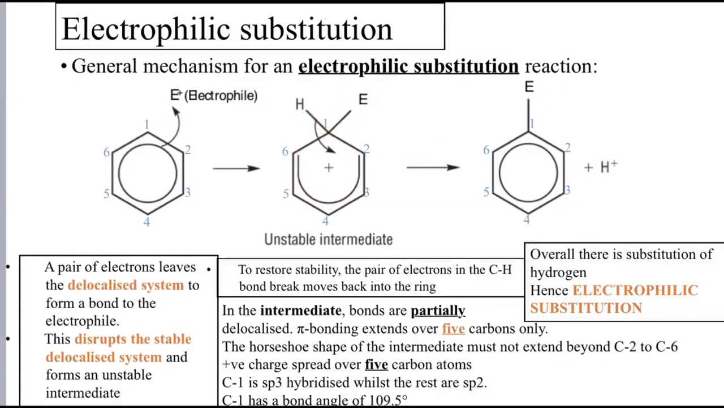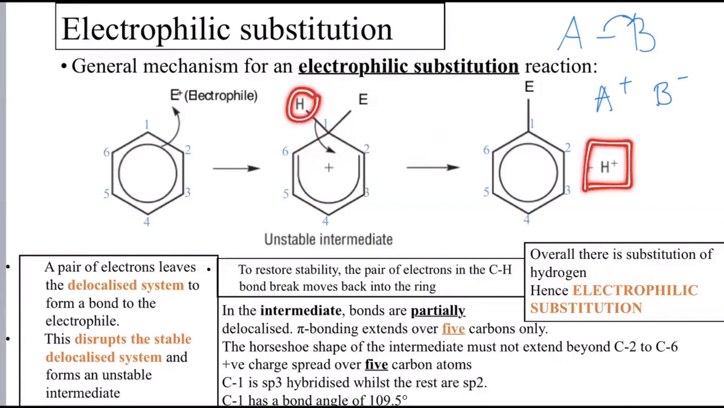And if you remember from heterolytic fission, when the bond breaks and the electrons go to B, in this case B becomes negative and A becomes positive. So for the carbon-hydrogen bond that you see here, the electrons are being donated to the delocalized system, so that's negative. Negative plus positive cancels out to neutral. That means your hydrogen leaves as a hydrogen plus ion, and then you form your product.